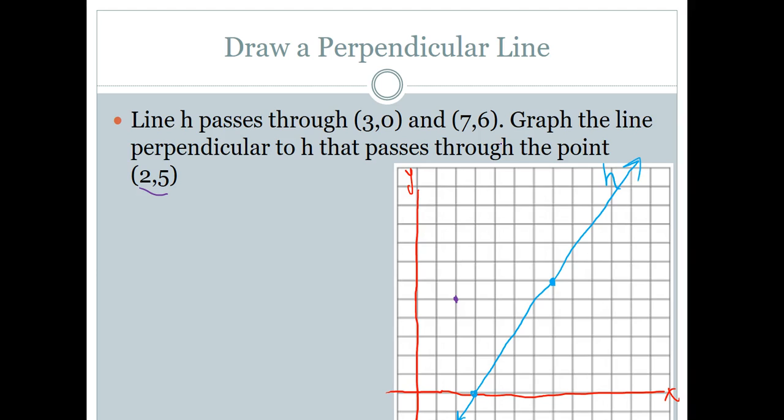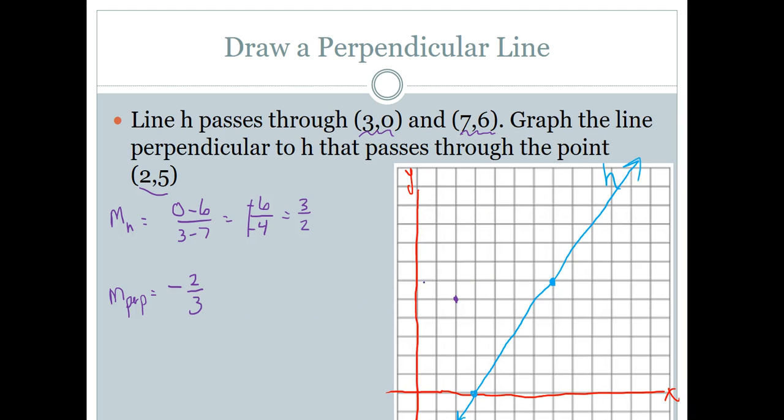Now we want to graph a line that's perpendicular to line h. So first we need to know what the slope of line h is. We're going to use the 2 points they gave us to find the slope of line h. The y values are 0 and 6, x values are 3 and 7. So we end up with negative 6 over negative 4. Two negatives make a positive, and that reduces to 3 over 2. So remember, if I want a slope that's perpendicular, you take the opposite, so you change the sign and do the reciprocal, so it's going to be negative 2/3.